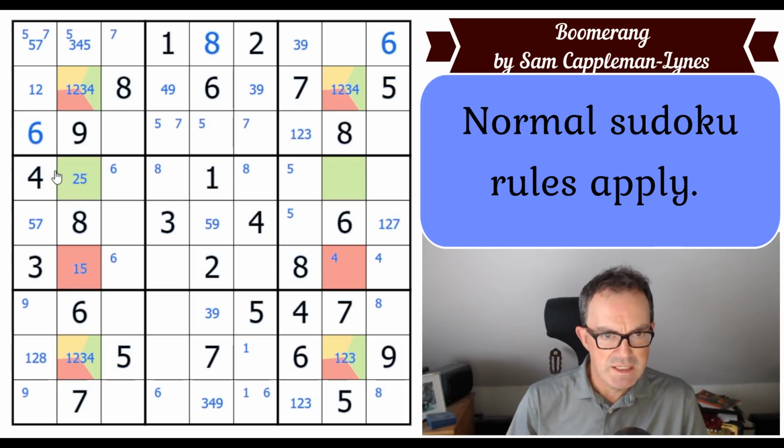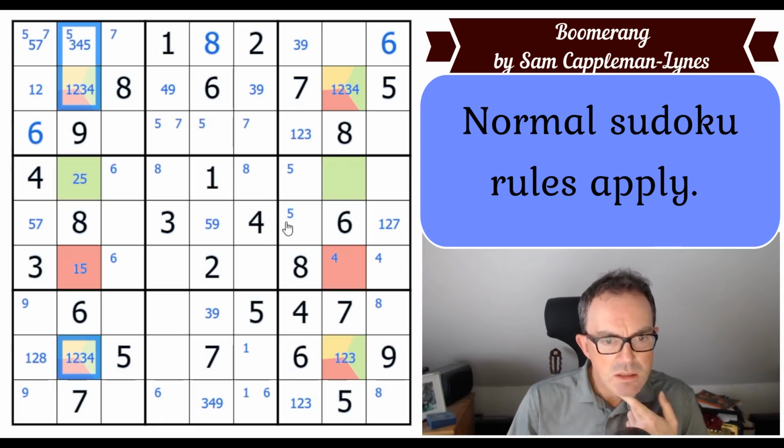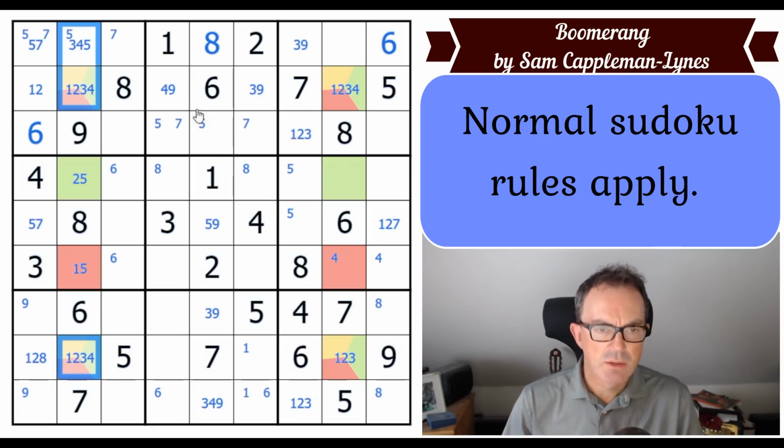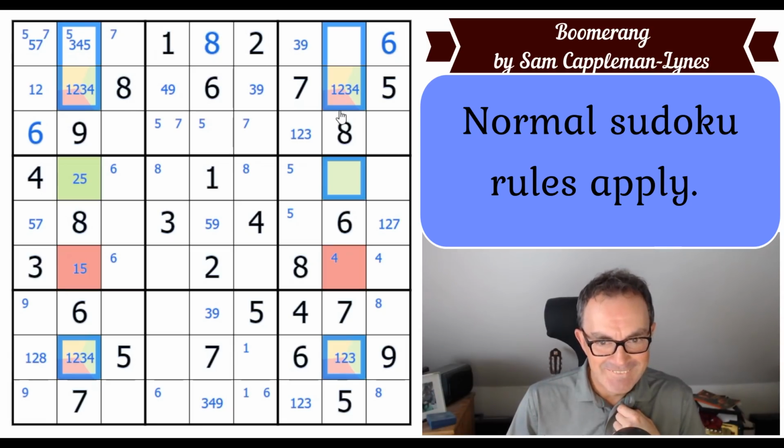Now 3s are in those 3. And over here, oh no, it doesn't work. Hang on, 3s are in those 3. Over here, 3s can be here, here, here, or here. No, it doesn't work.